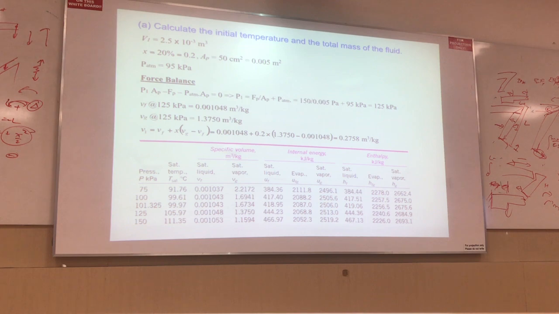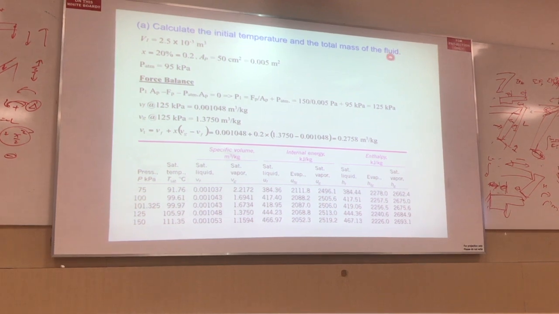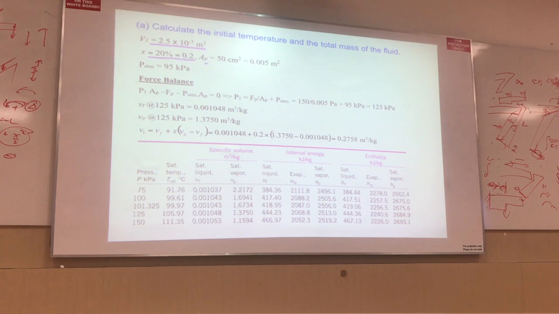Okay. The first question. Take a look. Calculate the initial temperature and total mass of the fluid. Initial volume is given. Quality is given. Area of piston is given. Atmospheric pressure is given. So you have to do the force balance. Force balance tells me P1 becomes atmospheric pressure plus weight mg over area. This one I know. So this value is equivalent to 125. P1 is 125 kPa. At 125 kPa, I can calculate initial temperature. I can calculate Vf. I can calculate Vg.